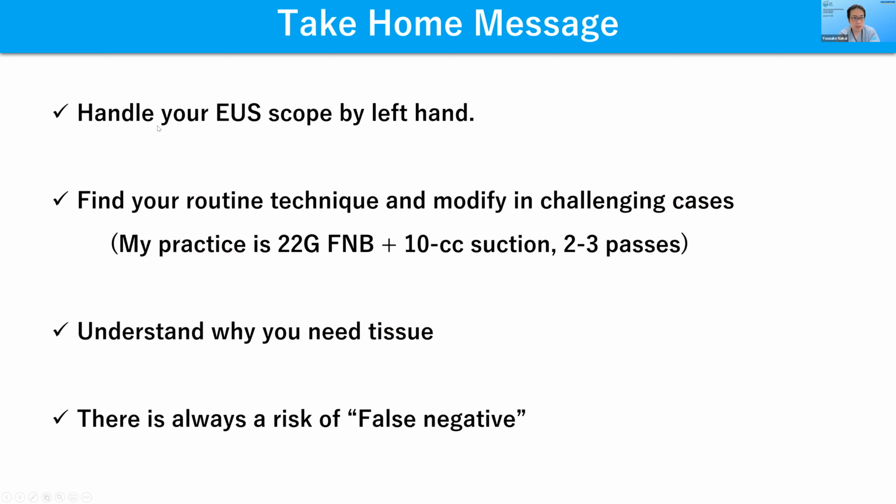We should handle the EUS scope with the left hand alone and use the right hand for FNA. And find your routine technique. As I mentioned, my practice is a 22 gauge FNB needle, 10 cc suction first, and 2 to 3 passes. And if it's challenging, then you can modify your technique, like using a smaller gauge needle or applying less suction.